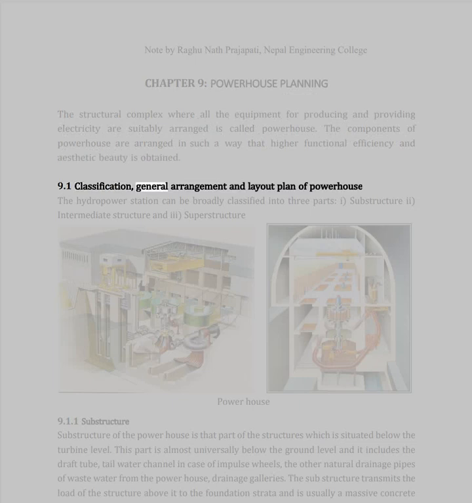9.1 Classification, General Arrangement and Layout Plan of Powerhouse. The hydropower station can be broadly classified into three parts: 1, substructure; 2, intermediate structure; and 3, superstructure. Powerhouse.